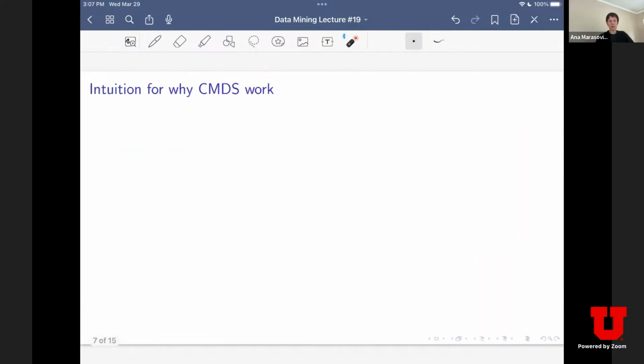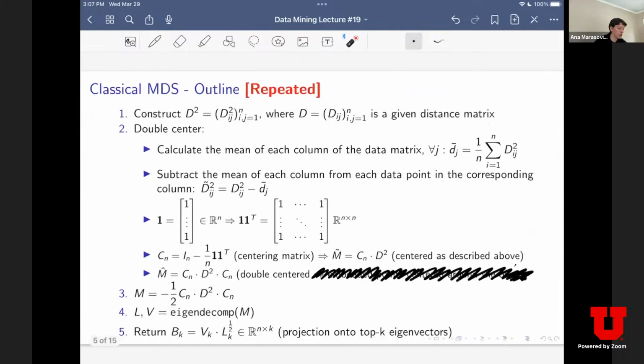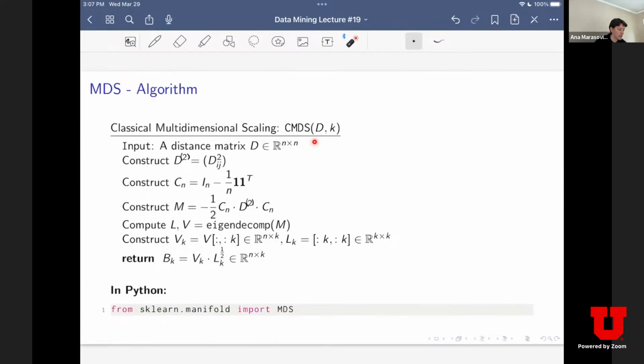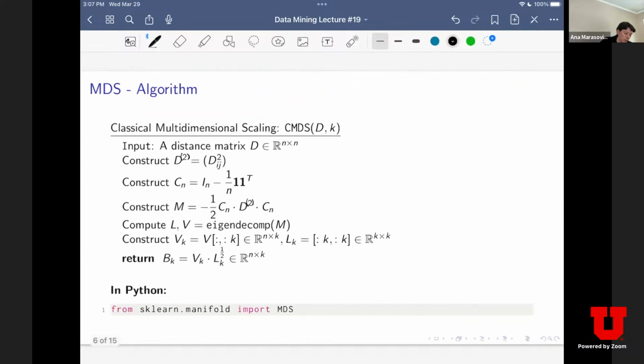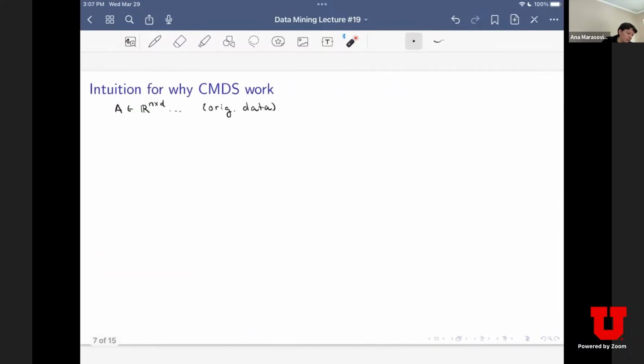Okay, so let's now talk a little bit more about why this procedure gets from a distance matrix to a low dimensional representation of each one of these points. So, all right, let's imagine we have A. This is going to be our data, N times d. Imagine this is the original data, so data that we have then found the low dimensional representation of with BK.